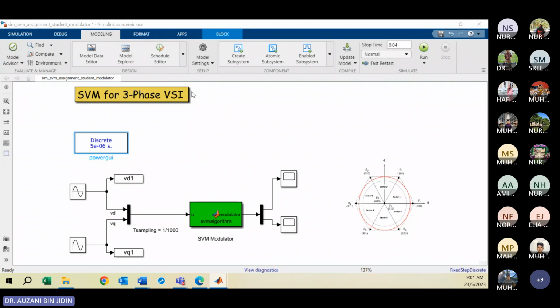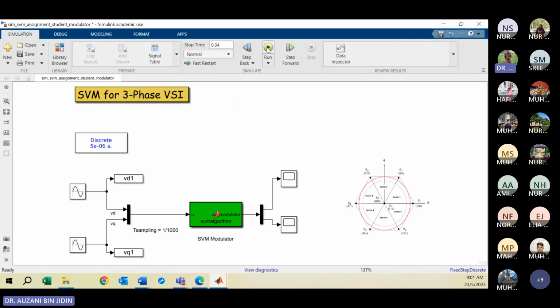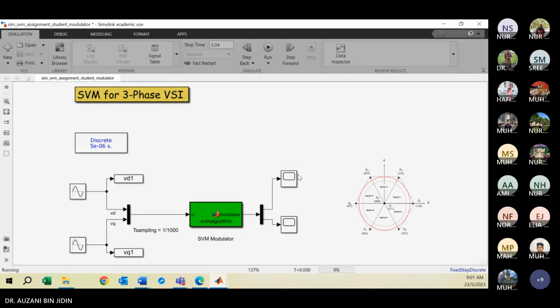Sorry, because I did not prepare for this one. Maybe I need you to speed up the simulation. Maybe you need to increase the sampling time. Wait, I try. Sorry. 1 here, 5 micro. As an output, we have to see 0. Let me check this one first.